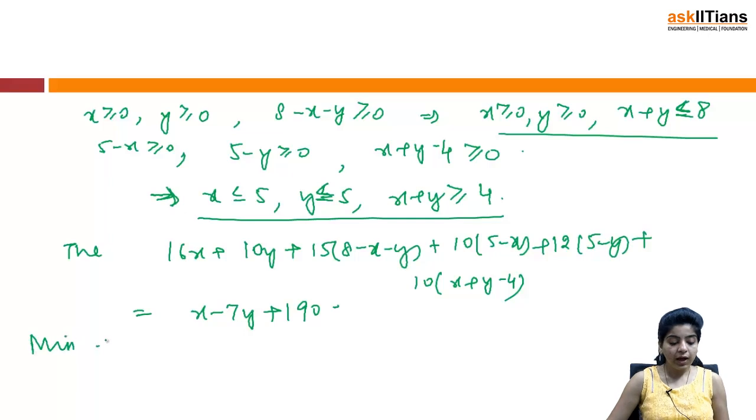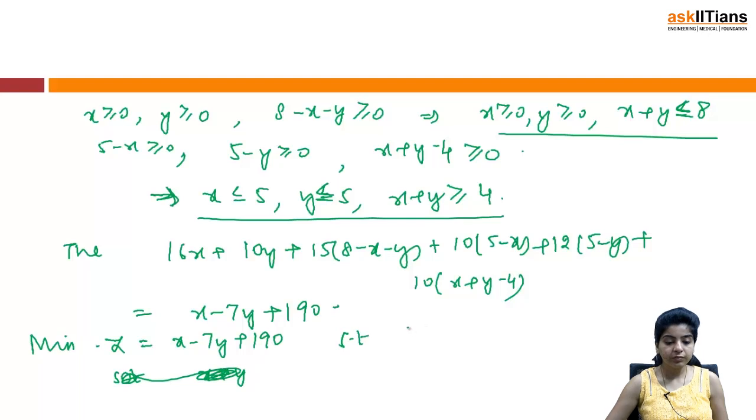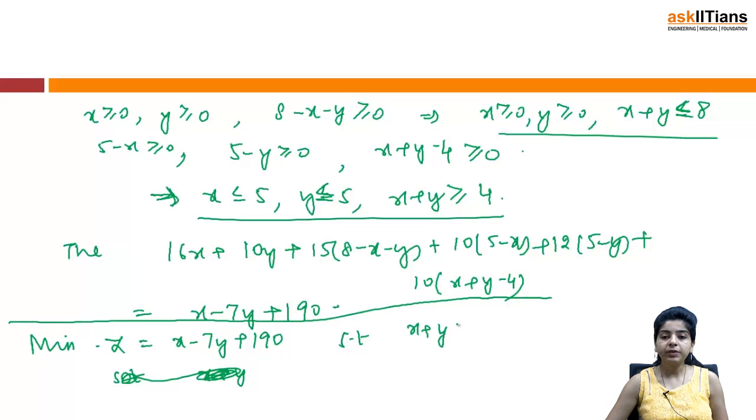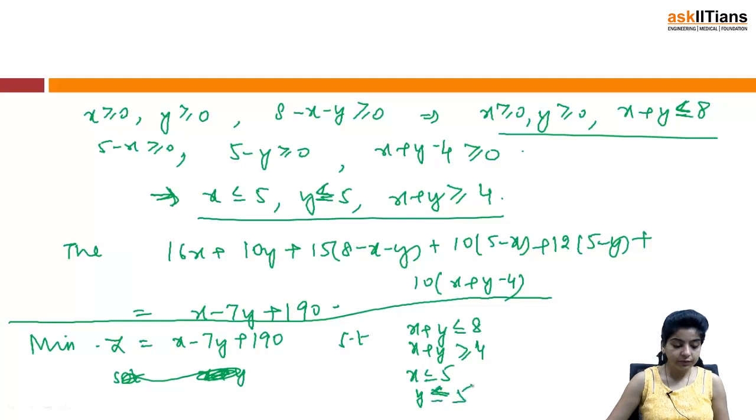So basically what we have is minimize z equal to x minus 7y plus 190 subject to x plus y less than or equal to 8. These are the equations that we have obtained, right? Then I have x plus y greater than or equal to 4, x less than or equal to 5, y less than or equal to 5, and then x and y greater than or equal to 0. So this was the mathematical formulation of this transportation problem.